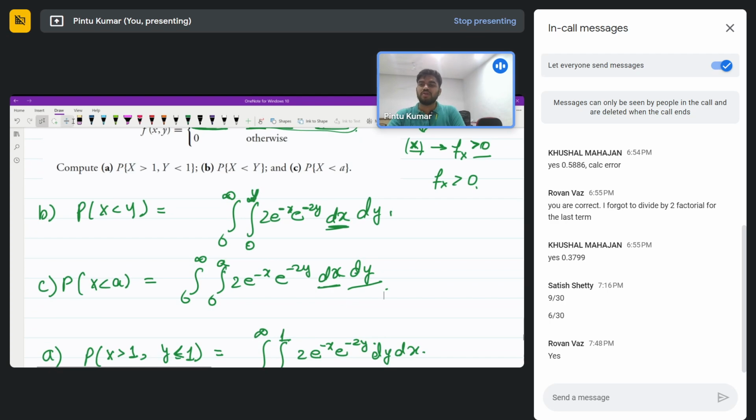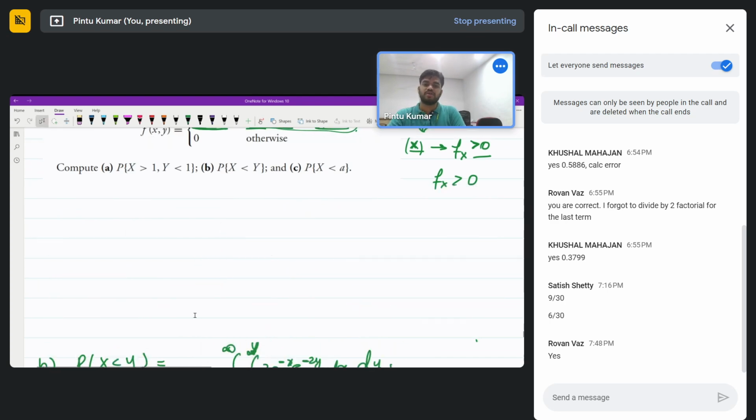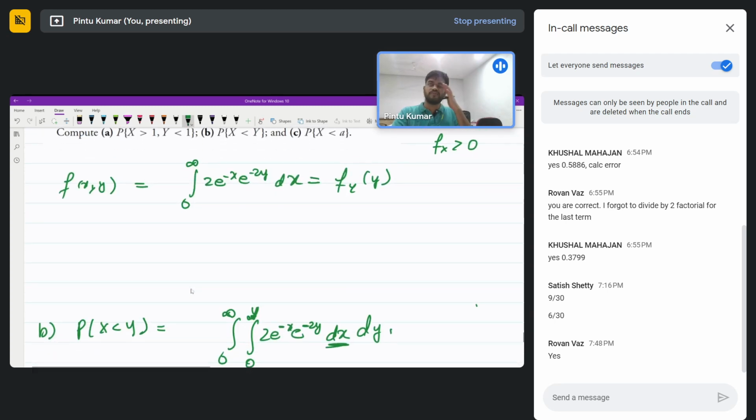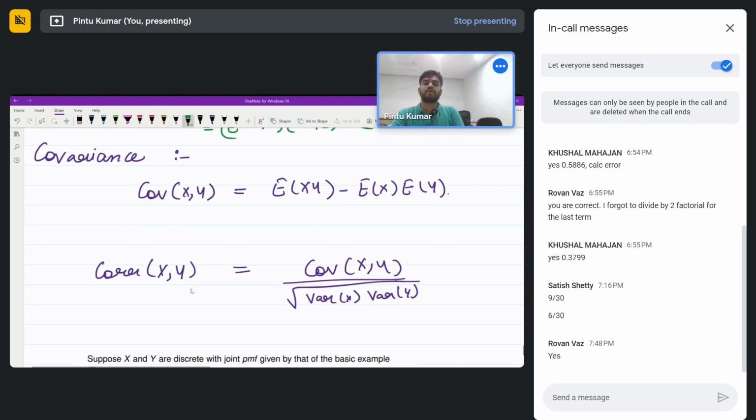And one more thing, just to mention: as this is f of xy, if you would have integrated it with respect to, let's say, dx from 0 to infinity, you would have got f of y. That is the probability distribution function for your random variable y. Similarly, if you integrate with respect to y, you get the marginal with respect to your x function.